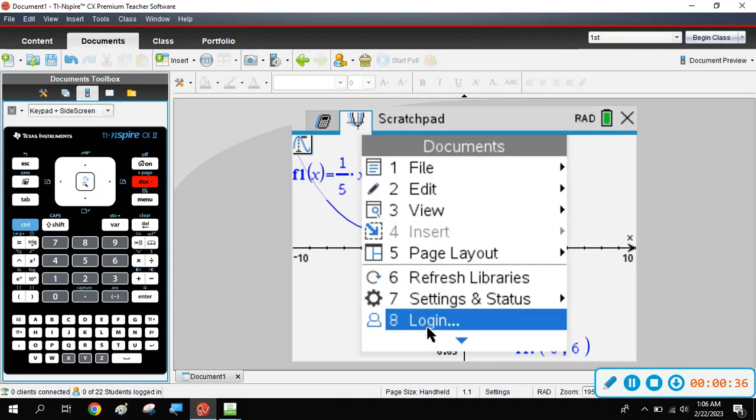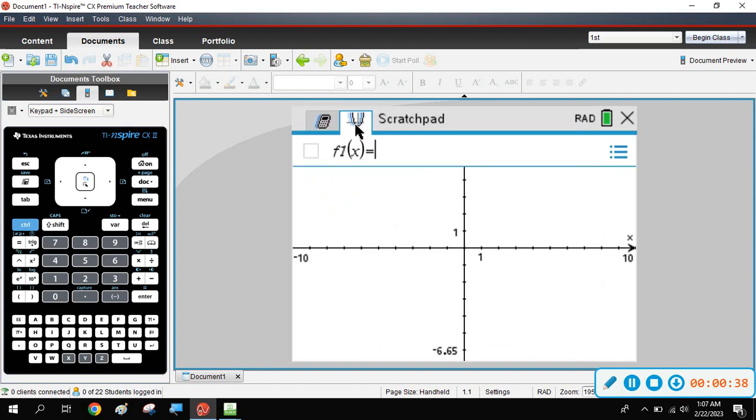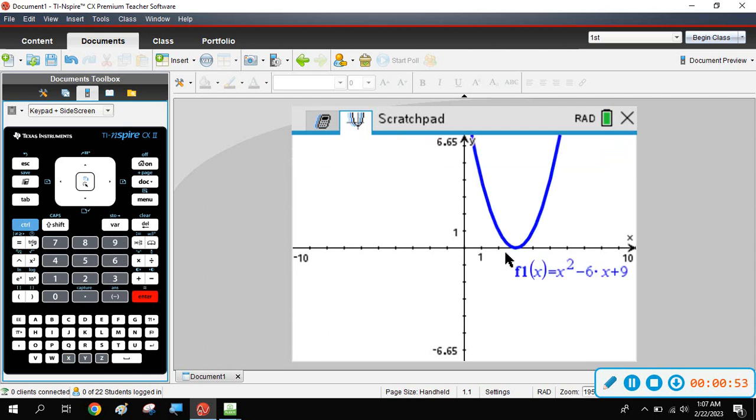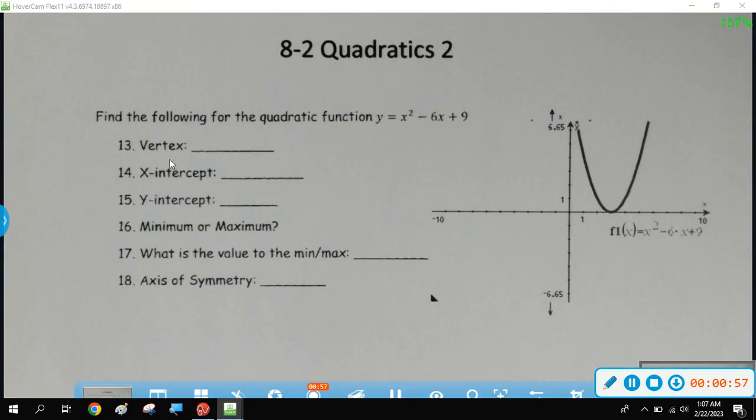Here's the old problem. I'm going to clear it off, come back to my graph, put the new one in there. We're going to have x squared, minus 6x, plus 9. And we're going to press enter. We see our graph right here. The first thing they're asking me for is going to be the vertex.